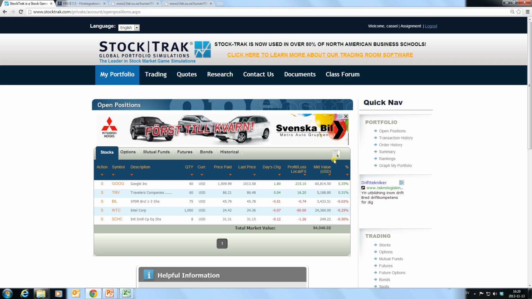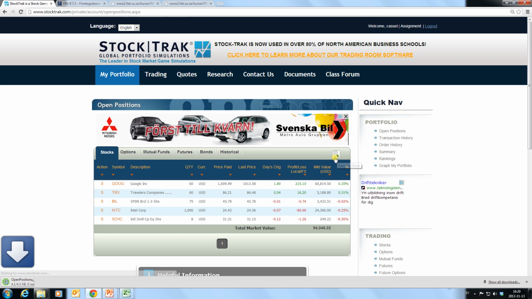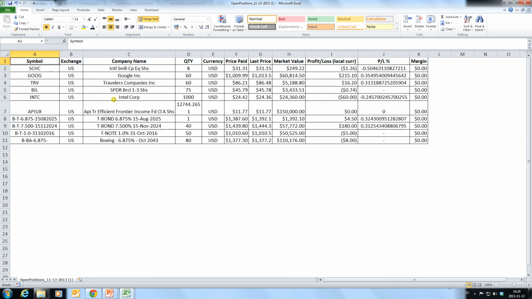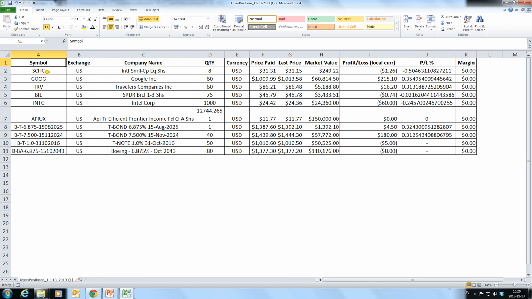So we click on this Excel icon, which says Export to Excel. Then you will download all the information you need. You open this, and this is what it's going to look like. Maybe I should enlarge it a little bit, but as you can see, we have all the symbols, the company name, the quantity, the currency, the price paid, the last price, market value, etc.